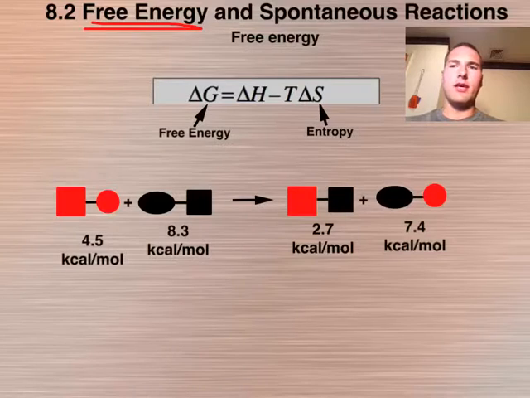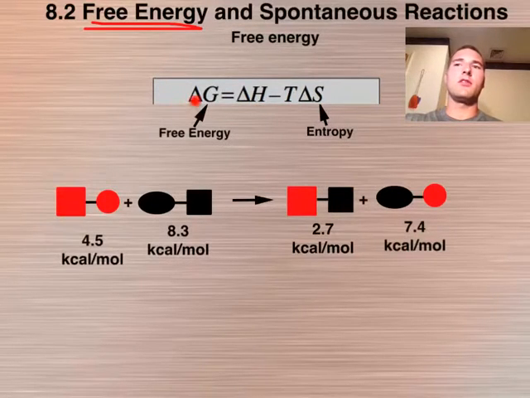So let's look at an example of a reaction here. I have a reaction on the bottom, and let's relate this reaction to this equation that you saw. But we're not going to worry about the right side of the equation here. We're going to worry about just this delta G, okay? Delta means change in, G is that free energy symbol.